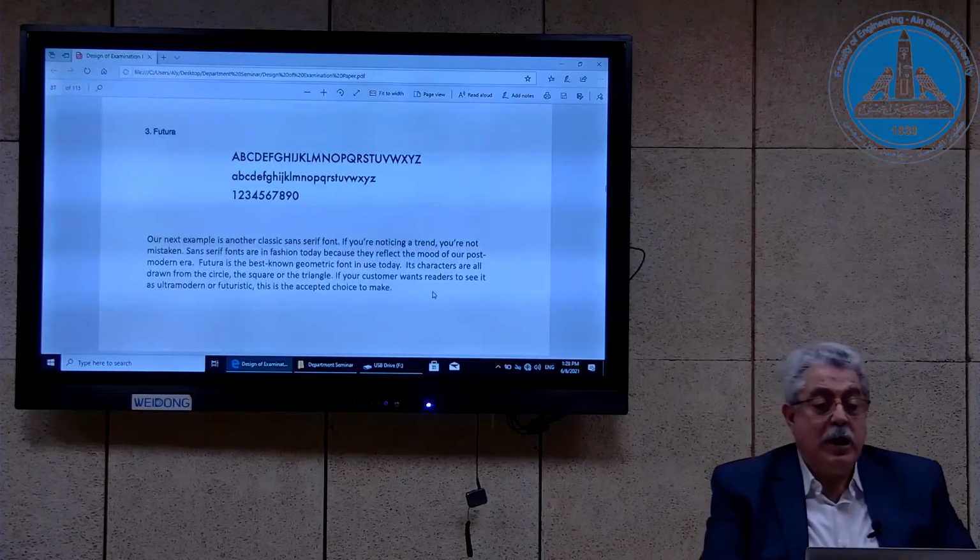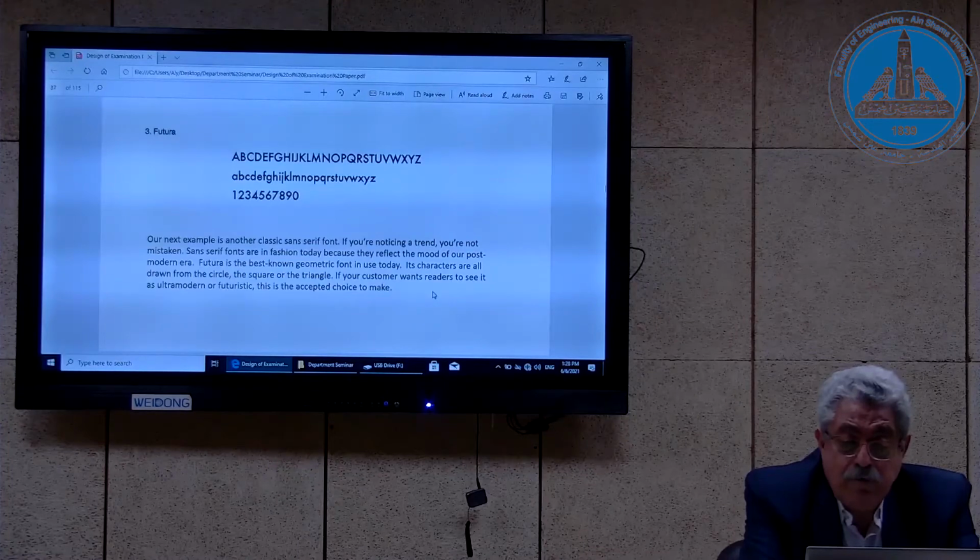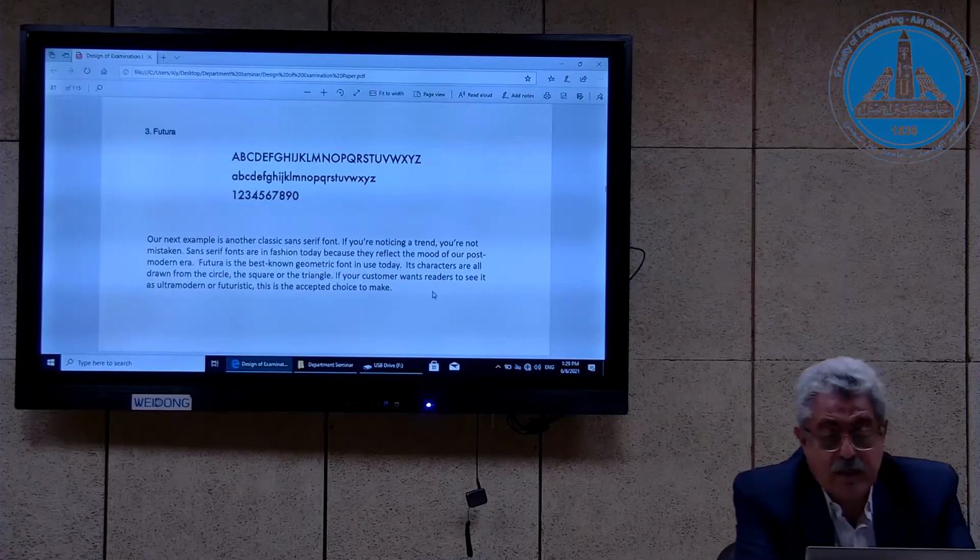Here is the Futura typeface, and this is the third classic sans serif font. If you are noticing a trend, you are not mistaken. Sans serif fonts are in fashion today because they reflect the mood of our postmodern era. Futura is the best known geometric font in use today. Its characters are all drawn from the circle, the square, and the triangle. If your customer wants readers to see it as ultra-modern or futuristic, this is the accepted choice to make.